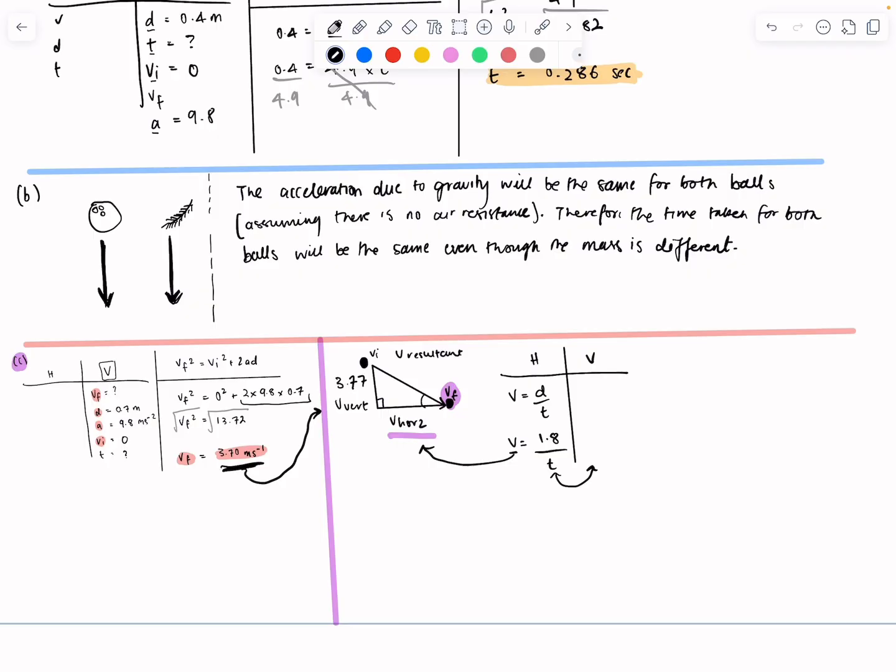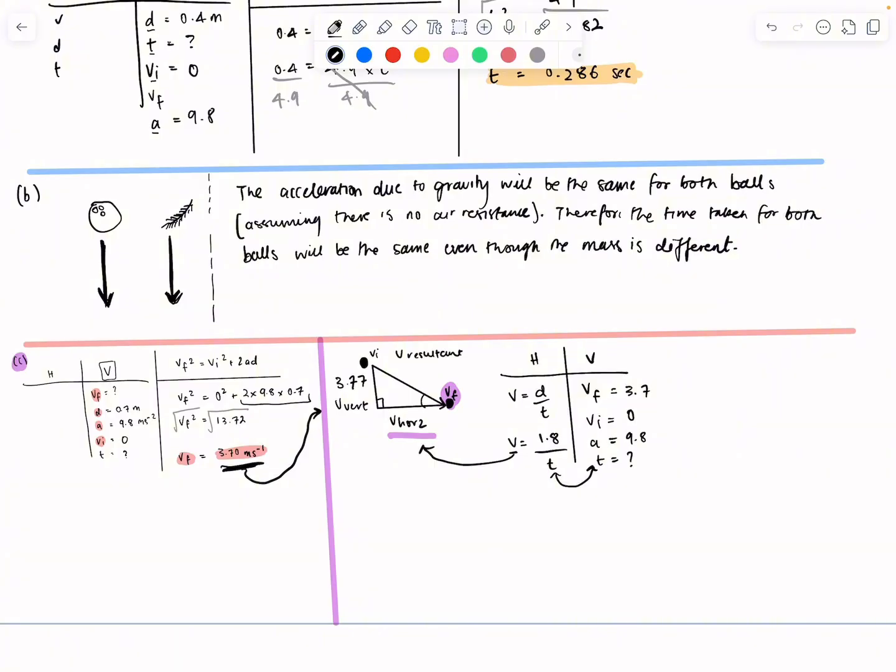And I proved that to you in class with that video that I showed you earlier. Okay, so how do we do this? What do we have to do? Well, I already know VF vertically, okay? VF is 3.7. I know, what else do I know? Initial velocity was 0, okay? I know the acceleration is 9.8, and time is what I'm trying to figure out.